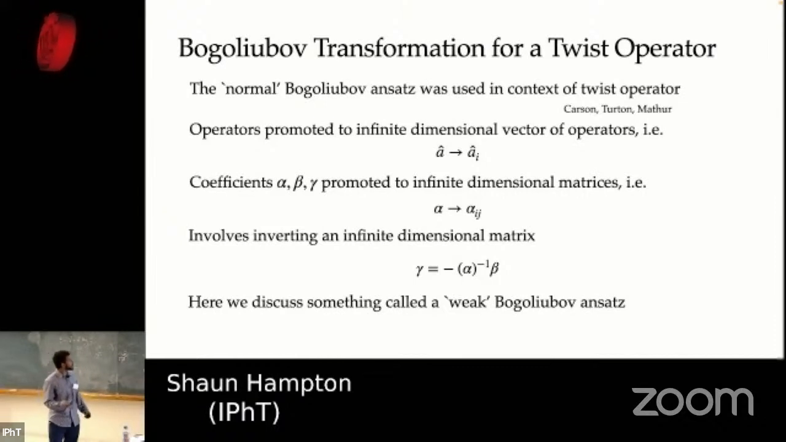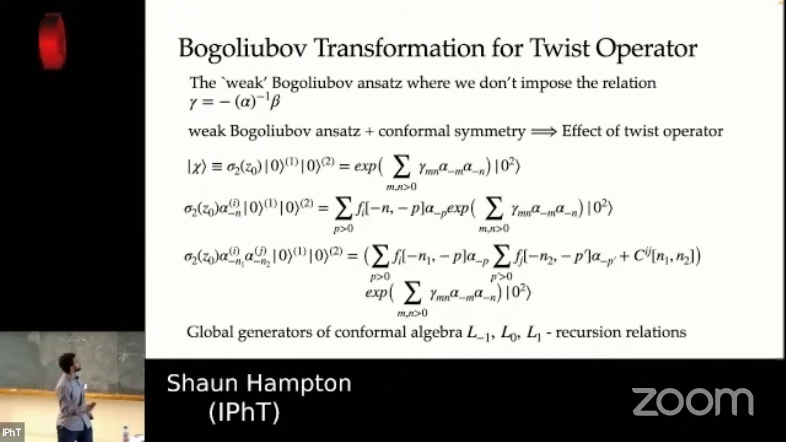But what we're going to do in this case is discuss what we call a weak Bogoliubov ansatz. So we're not going to impose this relation on gamma, but what we're going to do is try to use conformal symmetry, the Virasoro generators, to help us compute these quantities. And the goal is to not have to go to the covering space. As I was saying, David and Samir and Zach have made progress in other ways of computing these things before. So here, this is the weak Bogoliubov.